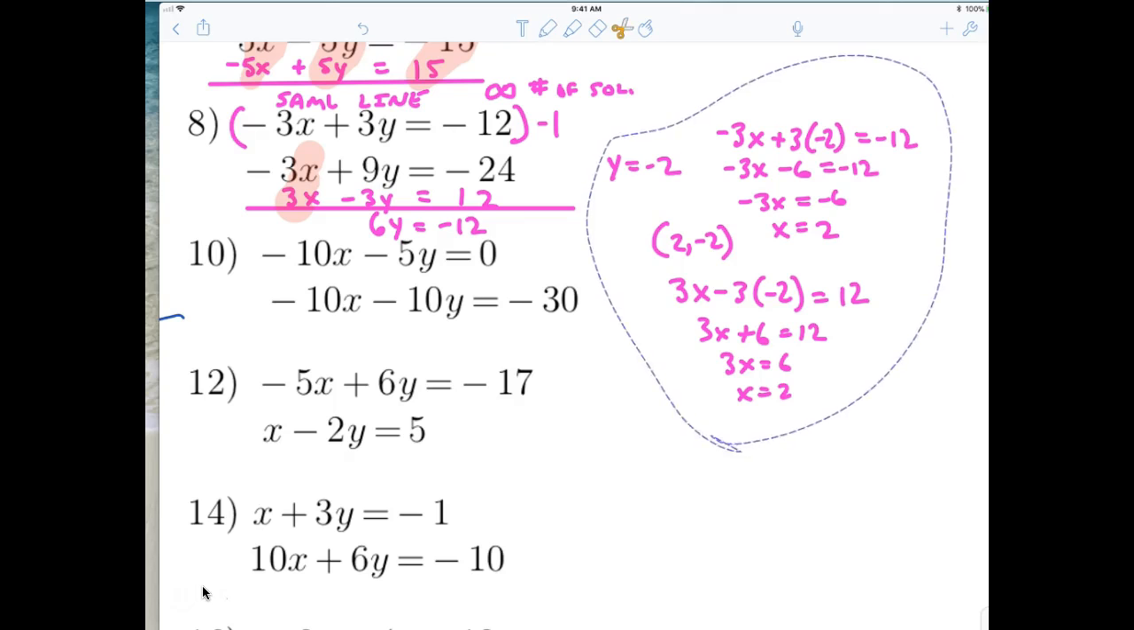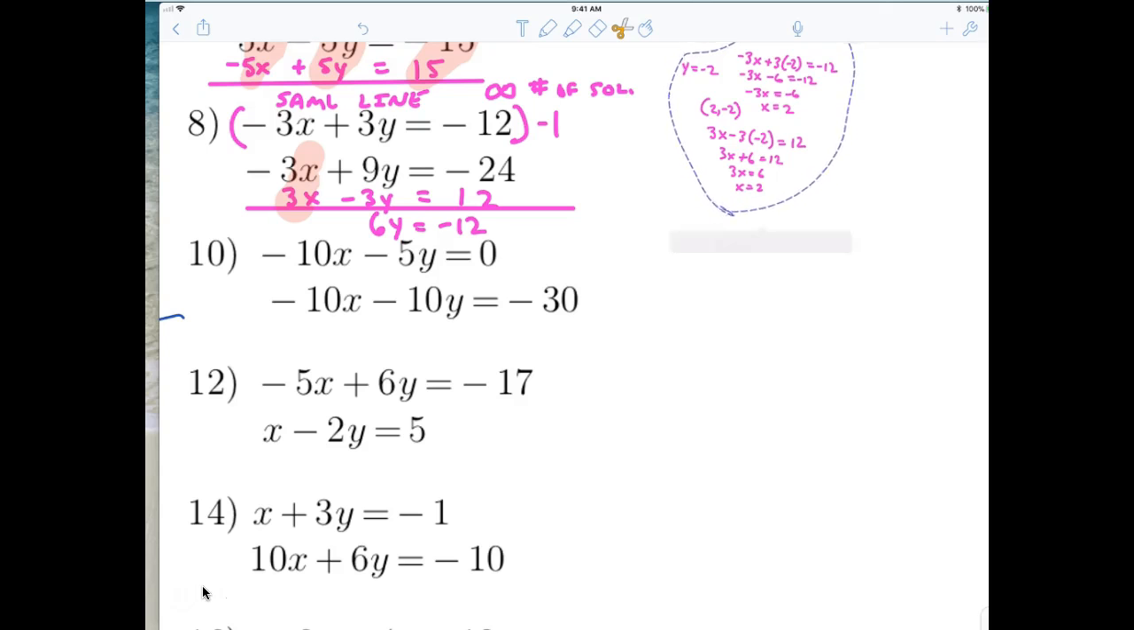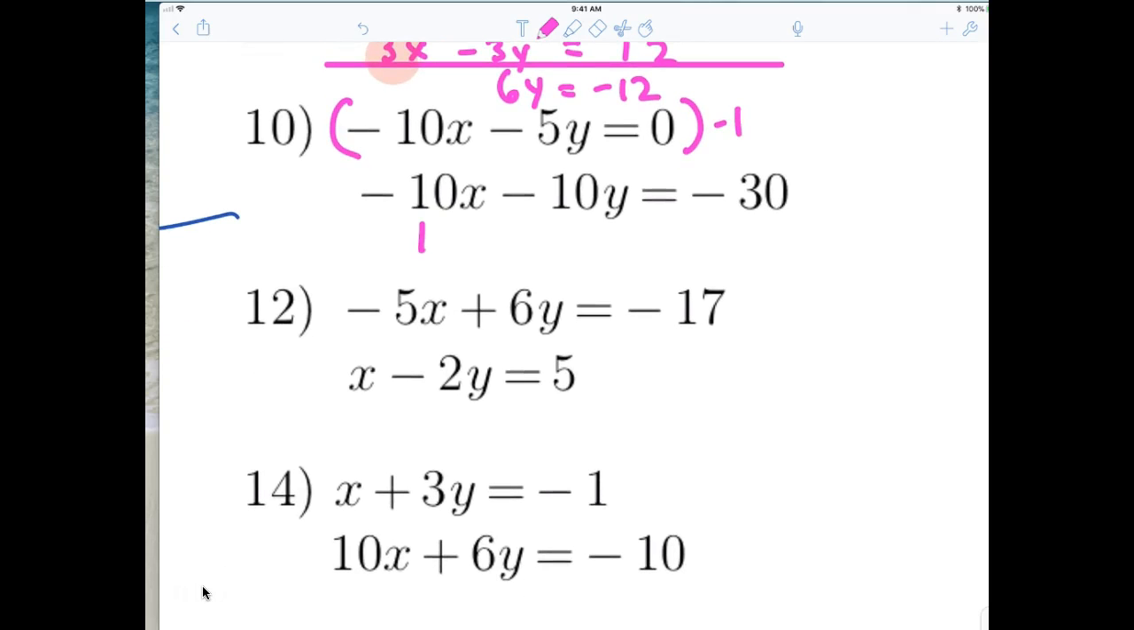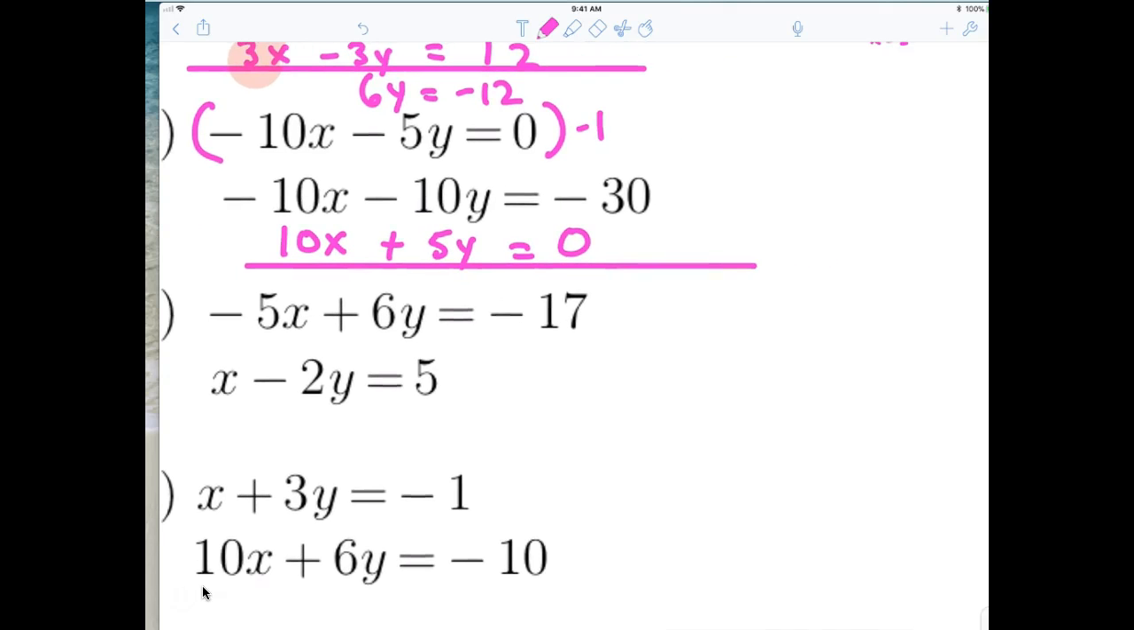All right. So let's shrink this down out of the way. And now let's take a look at number 10. Again, nice and easy. Number 10, I just multiply by what? Negative 1. Just multiplying by negative 1. When I do that, that becomes 10x, still 0. Everybody good? And so now I have what? Right. So we end up with negative 5y equals negative 30. Any questions or concerns with that?